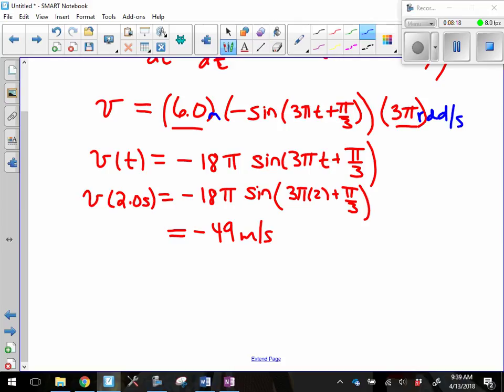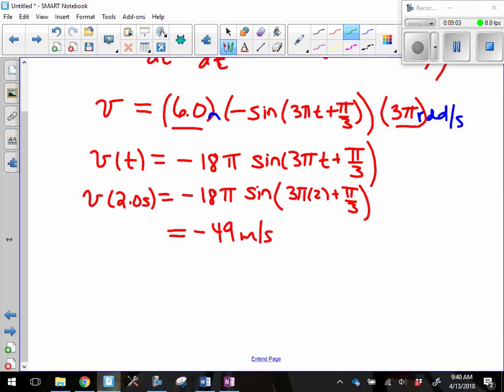I don't know why you're wrong. It's the sine of 60, so you should get radical 3 over 2. Make sure that when you take the sine of pi over 3, you should be getting 0.866. And then you're just multiplying it by 18 and multiplying it by pi. But that is the right answer.